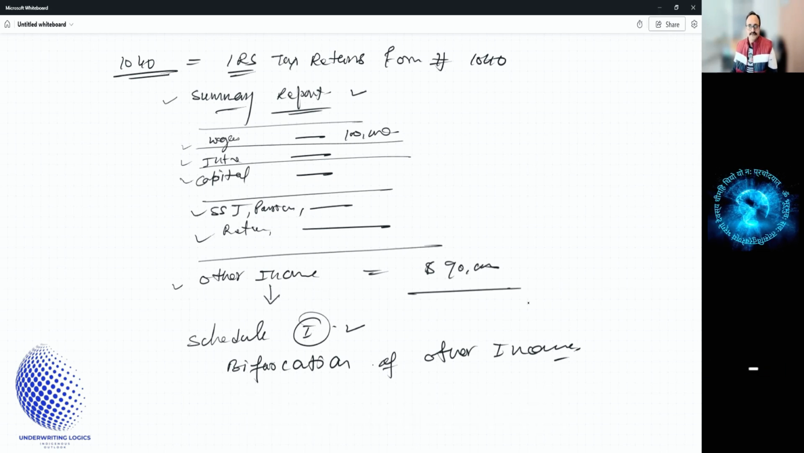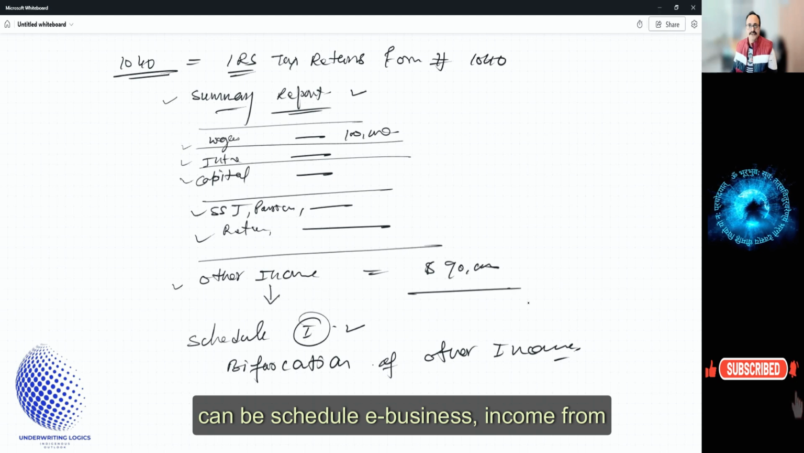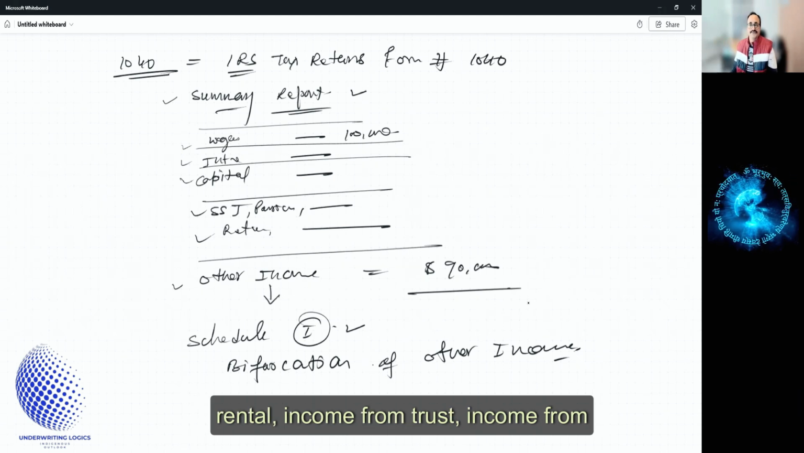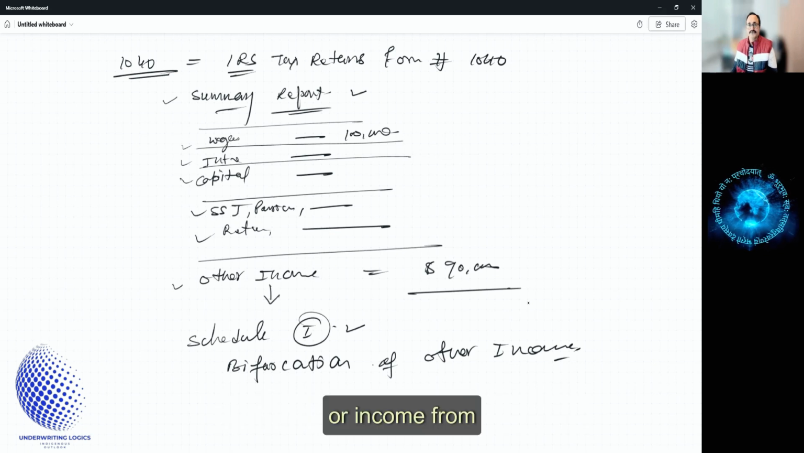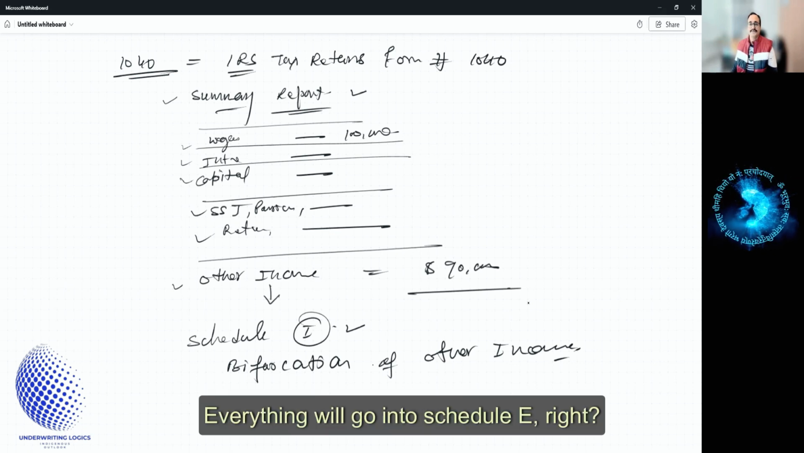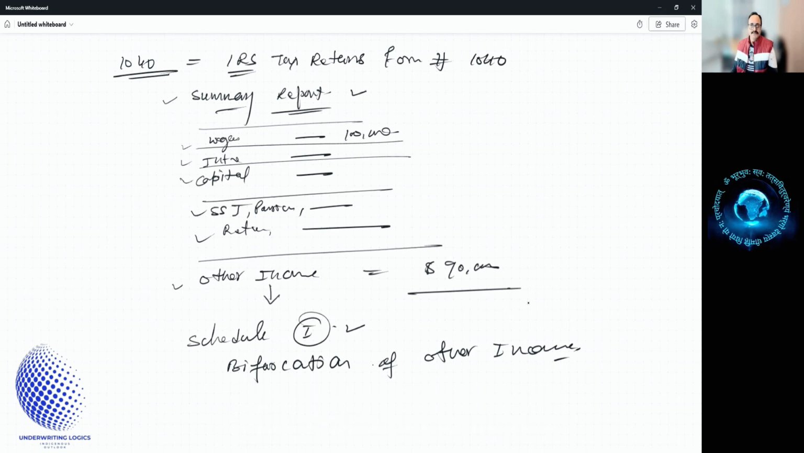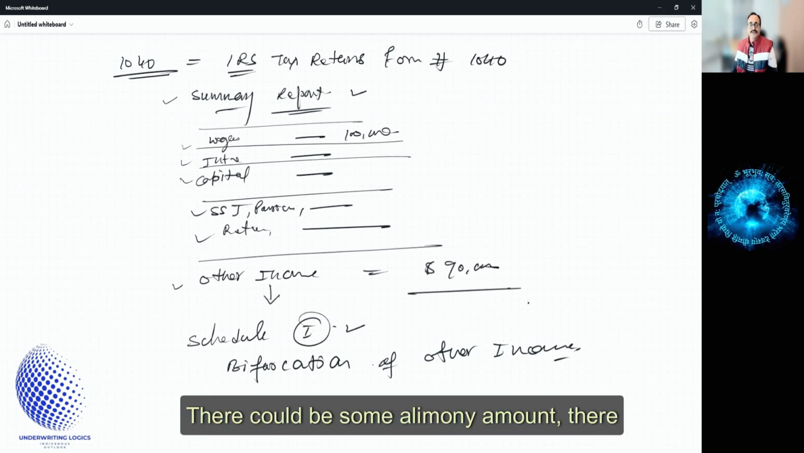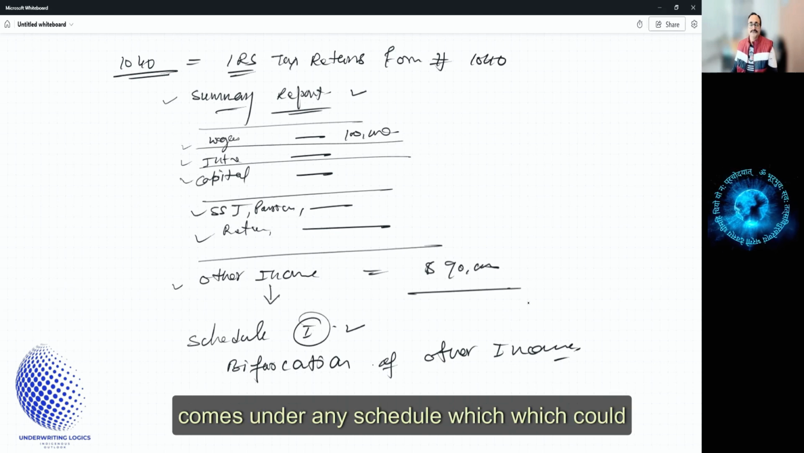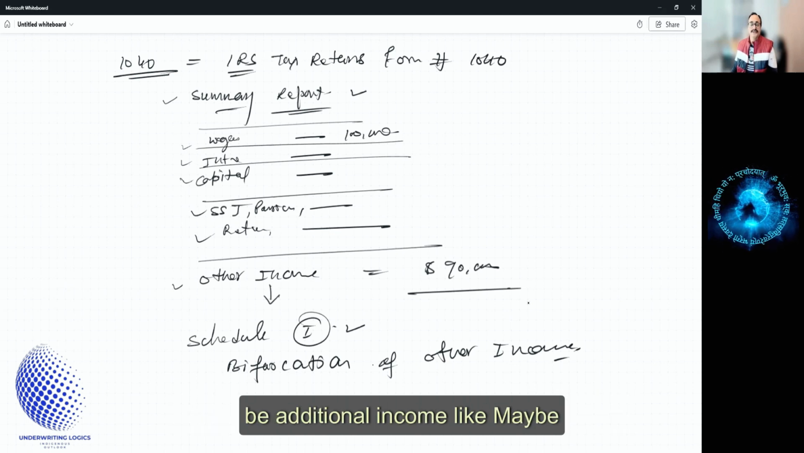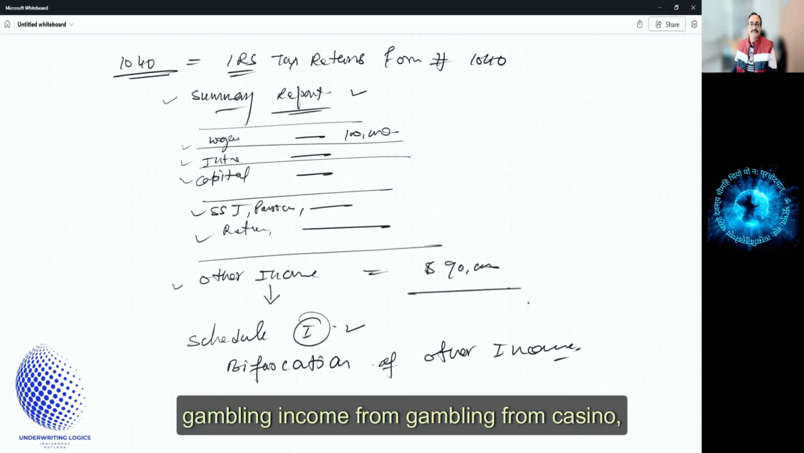It can be partnership in business, it can be Schedule C business, it can be Schedule E, rent income from rentals, income from trust, income from royalties, or income from partnership, or income from a small corporation. Everything will go into Schedule E, right? Or it can be Schedule C income 100%. There could be some alimony amount, there could be other income like farm income, right? Or income that does not come under any schedule, which could be additional income like maybe gambling income from a casino.